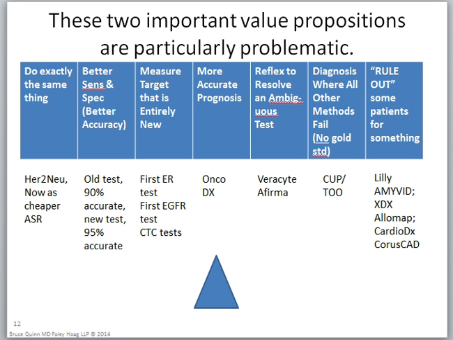Another category is more accurate prognosis. The best known modern example is the Oncotype DX test, which is a 21 gene test run on breast cancer samples, and they provide a more accurate prognosis than other things like tumor size or tumor grade.